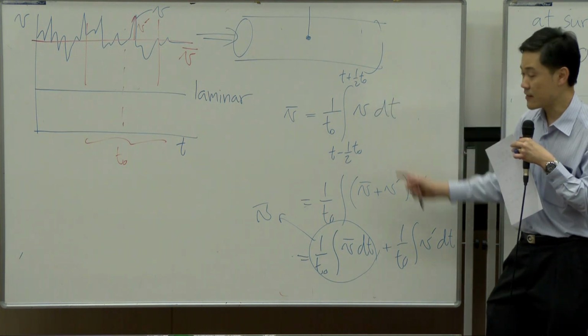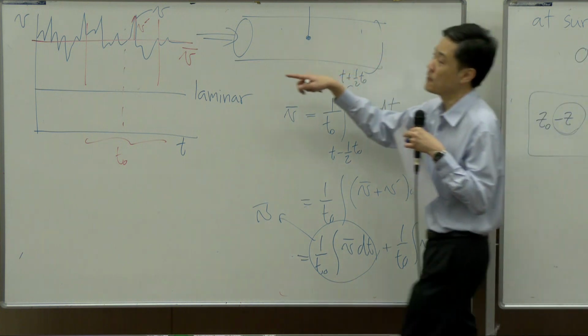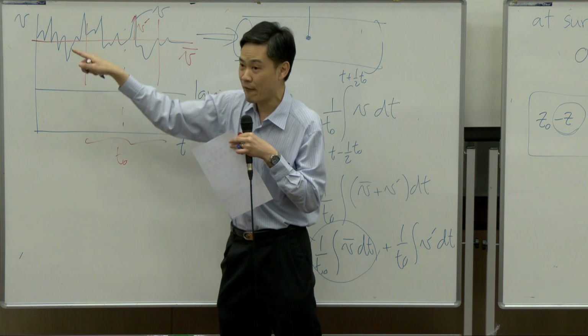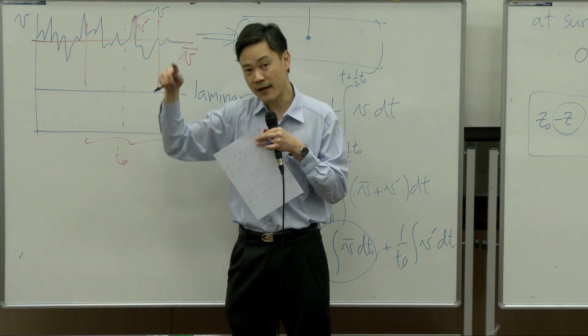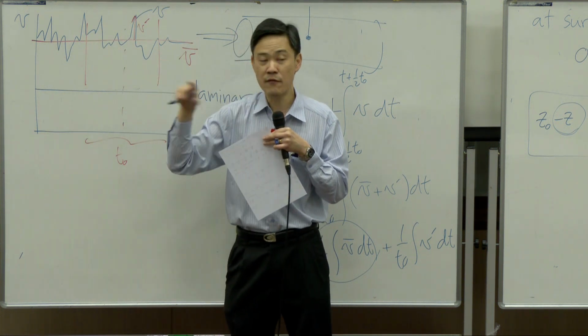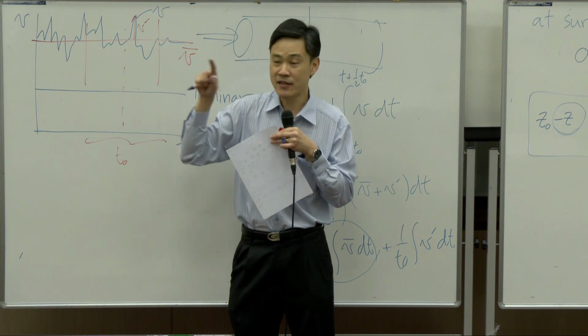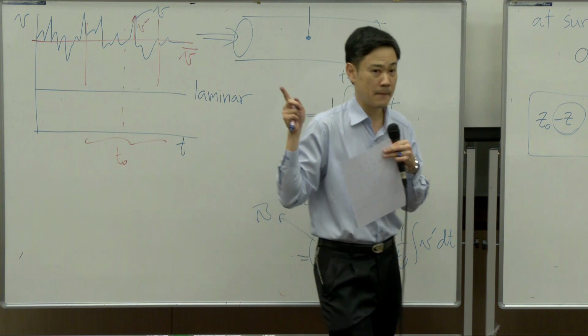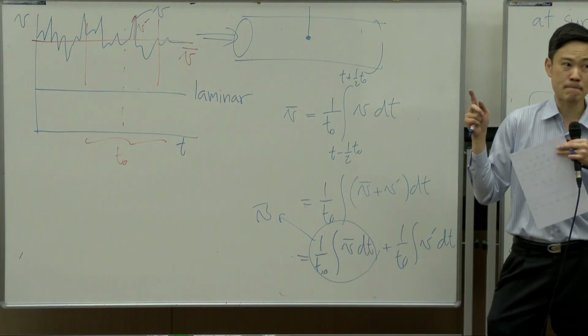So the equation tells you that even though the actual velocity is fluctuating, on average, if you combine all the fluctuations together, they would eventually cancel out. That's how you get steady state condition. Understand?